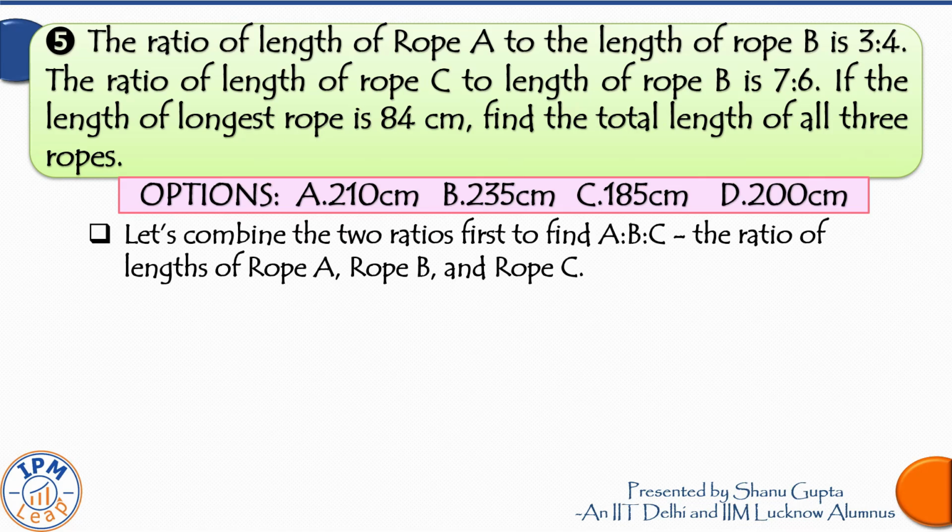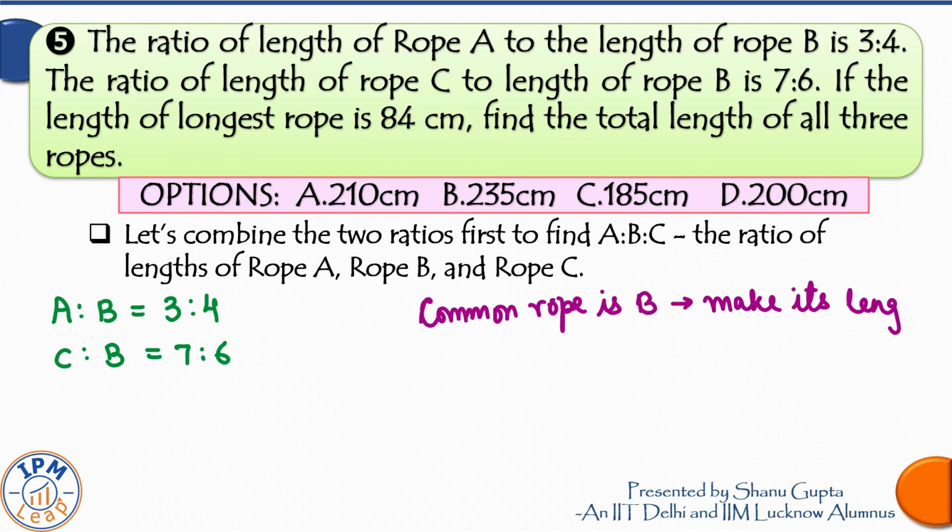So let us combine the two ratios first. A is to B is equal to 3:4 and C is to B is 7:6. B is the common quantity in these two ratios which needs to be made equal for both. B is 4 here and 6 here. LCM of 4 and 6 is 12.